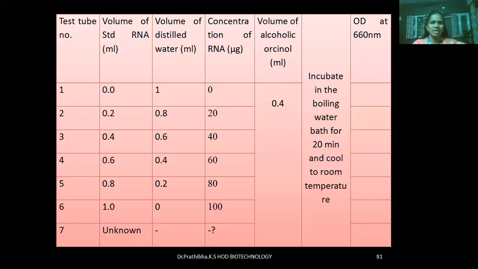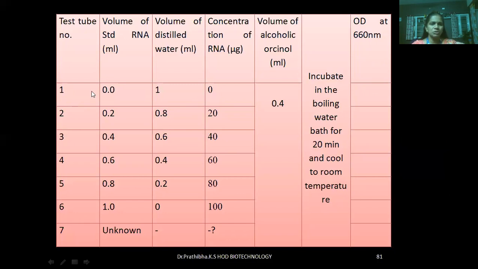Here you can see the tabular column representation. First column is test tube number, then volume of standard RNA in ml, volume of distilled water in ml, then concentration of RNA in microgram. Then you have the volume of alcoholic orcinol in ml. Next column, incubate in the boiling water bath for 20 minutes and cool to room temperature. The last column, OD at 660 nanometer.